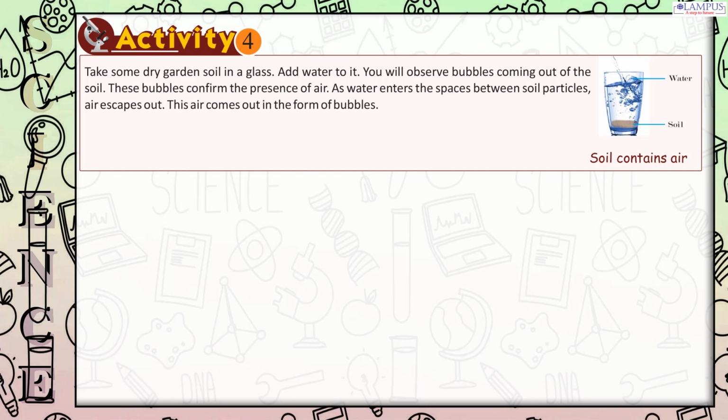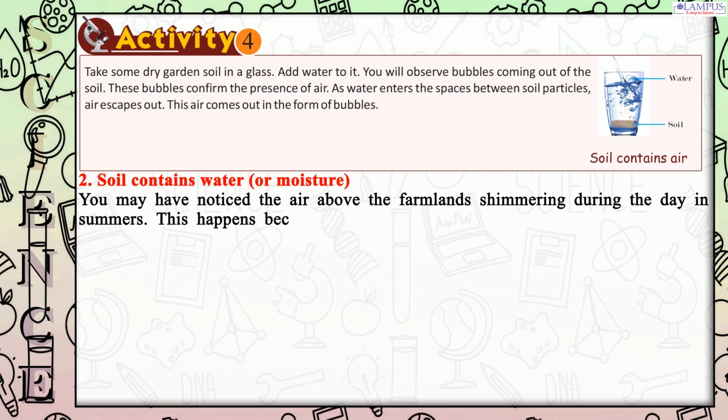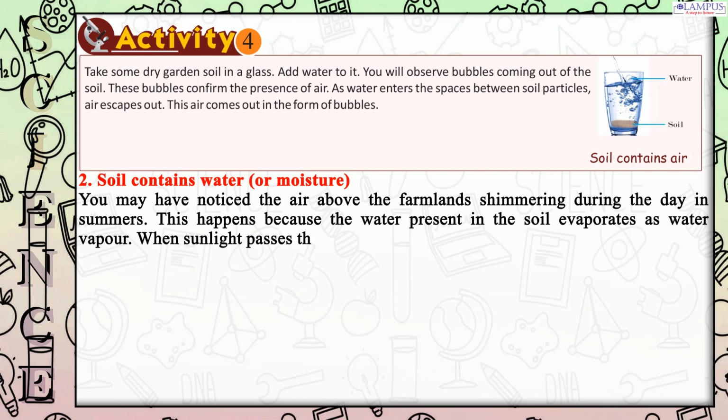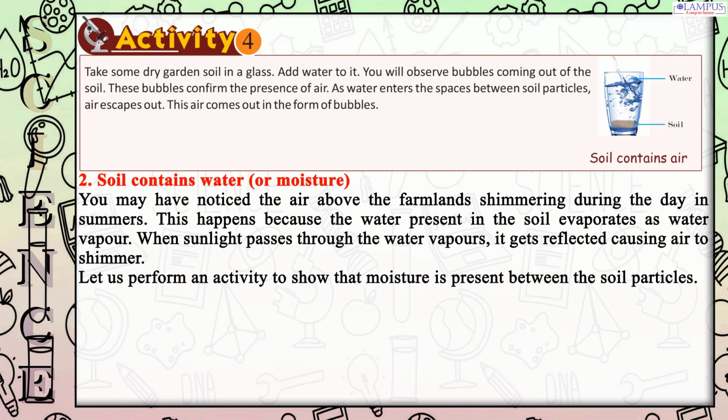Soil contains air. 2. Soil contains water, or moisture. You may have noticed the air above the farmlands shimmering during the day in summers. This happens because the water present in the soil evaporates as water vapor. When sunlight passes through the water vapors, it gets refracted, causing air to shimmer. Let us perform an activity to show that moisture is present between the soil particles.